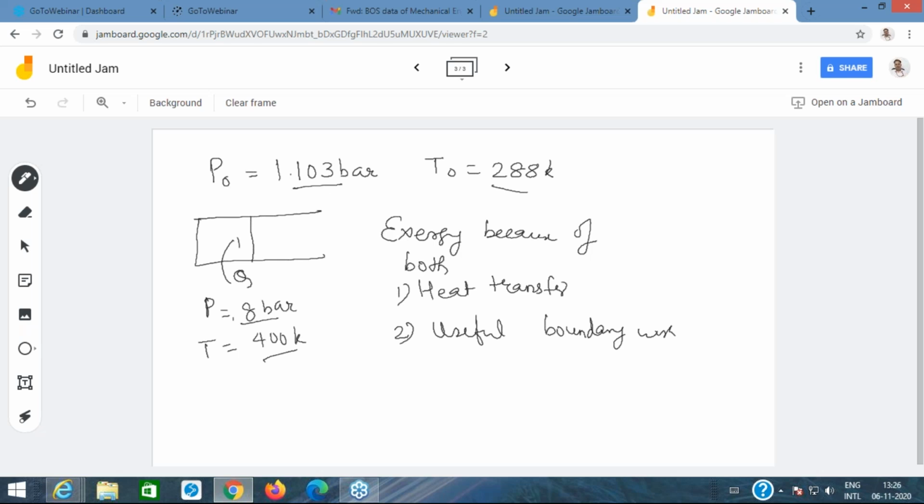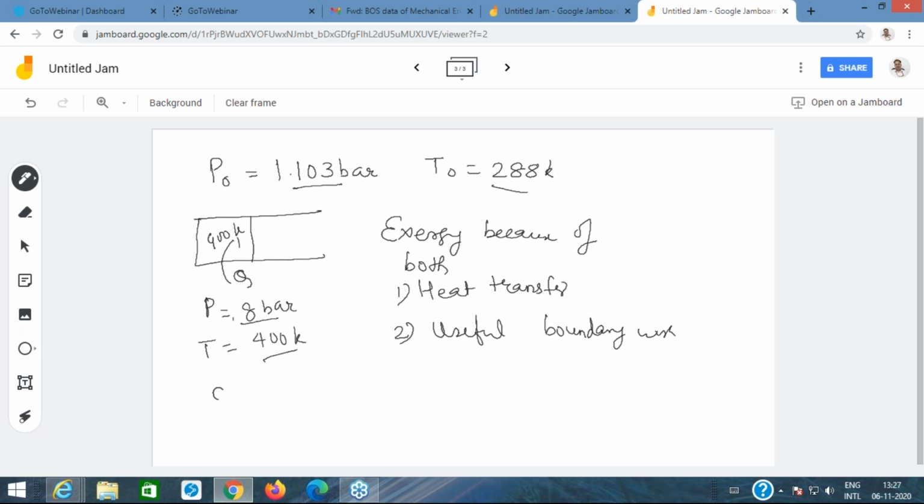Actually, the heat transfer here is from 400 Kelvin and finally up to the dead state, that is 288 Kelvin. So both these factors, that is both the heat transfer from the closed system and the work transfer from the closed system, are going to contribute to the exergy. Okay.